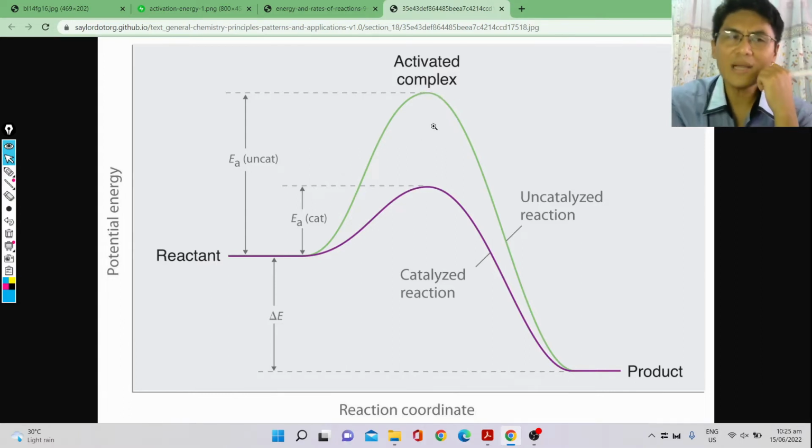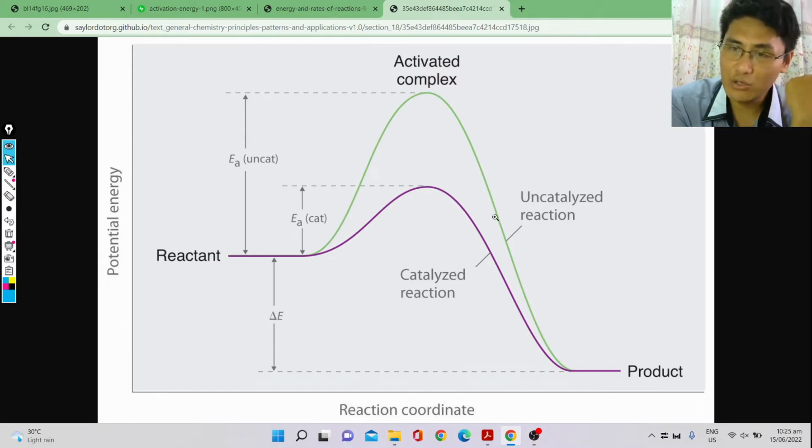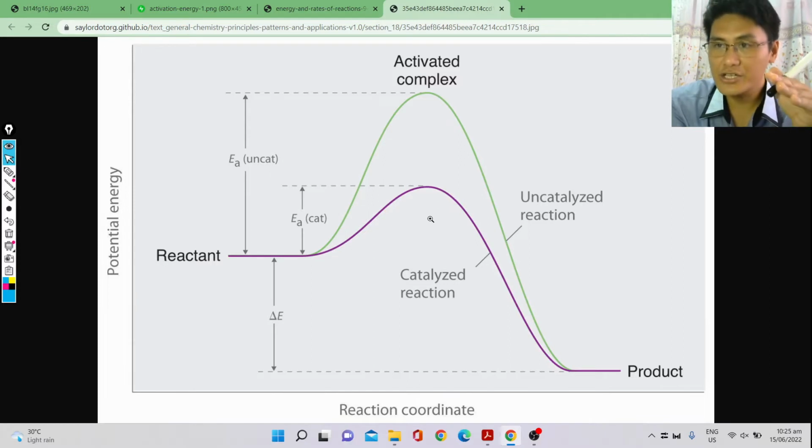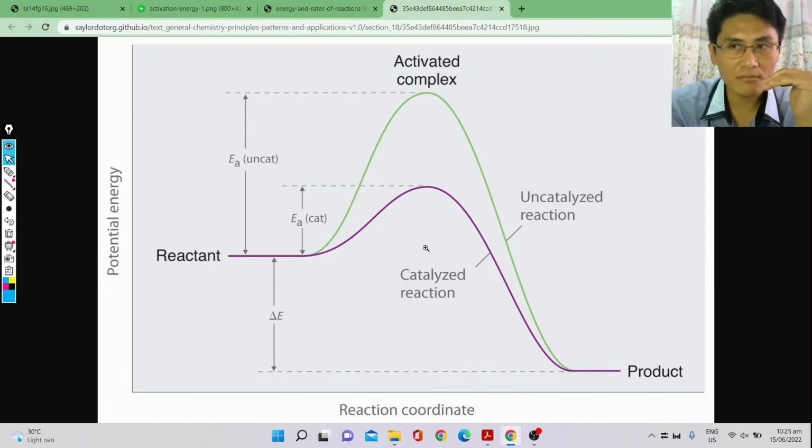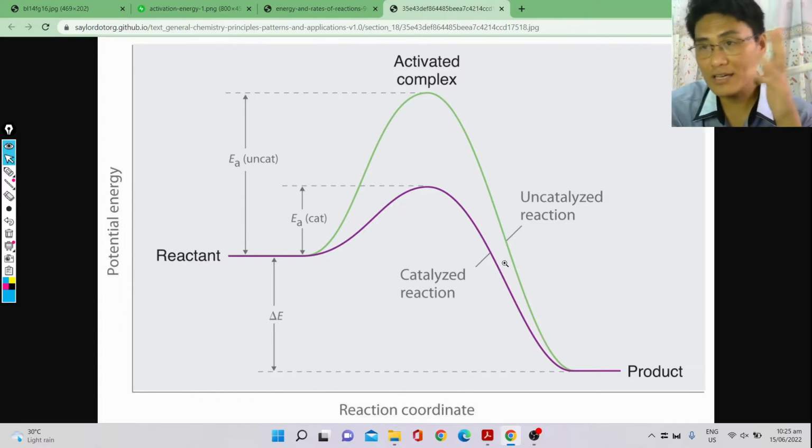So therefore, what does a catalyst do? It lowers the activation energy, lowers the energy requirement. Okay, lowers the energy requirement. And if you lower the energy requirement, then you don't need a lot of energy. And if you don't need a lot of energy, a lot of those reactions would become effective.